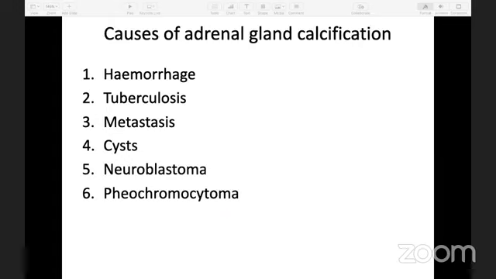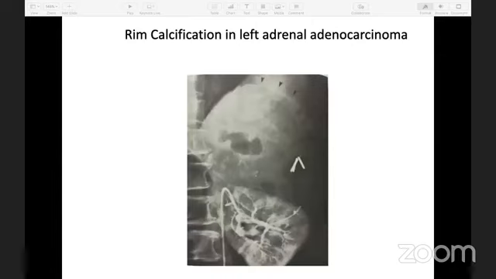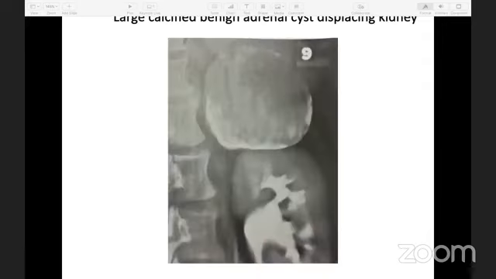Causes of adrenal calcification are hemorrhage, tuberculosis, cysts, neuroblastoma, pheochromocytoma, and metastases. Adenocarcinoma pushing the kidney down, and upper border rim calcification is seen. Left adrenal cyst with curvilinear calcification.